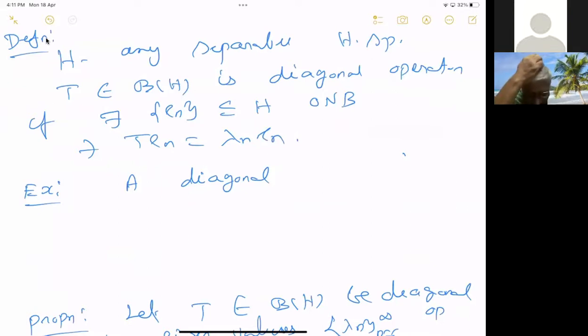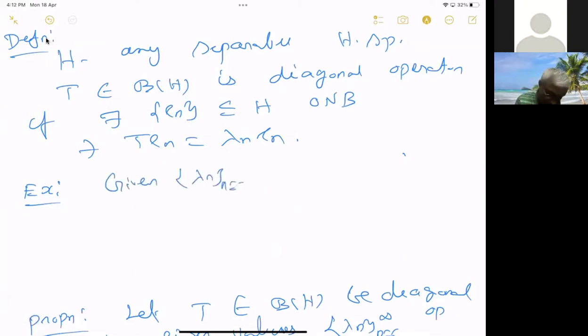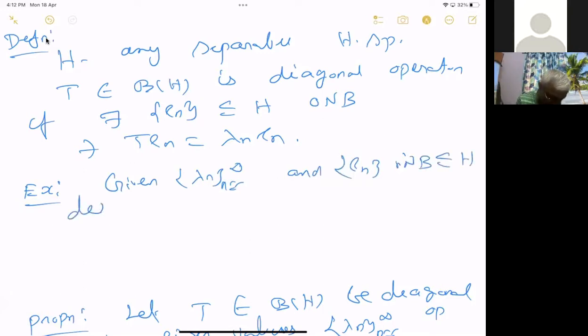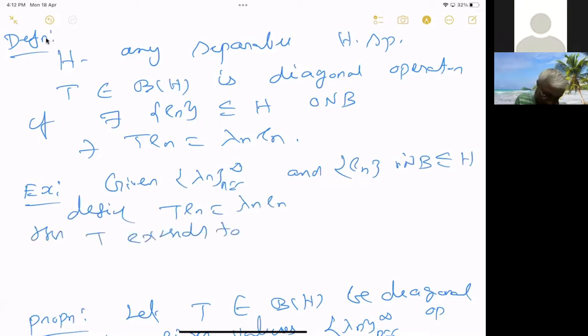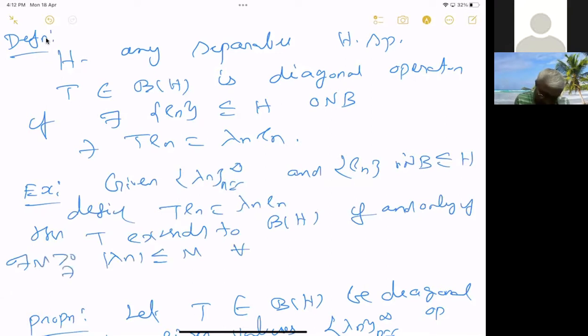We are assuming it is bounded. So what I want to say is the following: given lambda n, n equal to 1 to infinity, which are complex numbers, and En an orthonormal basis in H, we can define T En equal to lambda n En. Then T extends to B of H if and only if lambda n is bounded, that is, there exists R such that the absolute value of lambda n is at most R for all n.